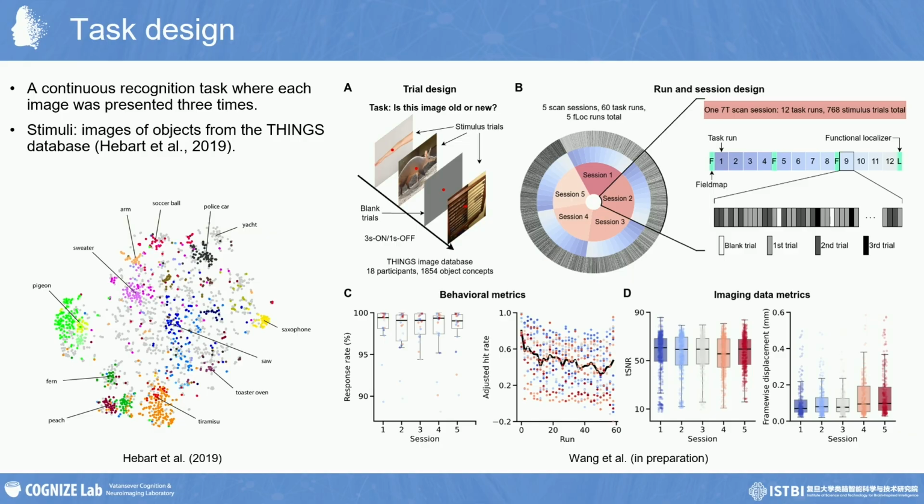We collected data from 20 people. I'm only talking about 18 here at the moment, where it's 5 sessions, each with 12 runs. So in total per participant, we have 3,840 trials and 96,000 in total. Throughout the experiment, you see we have a very high response rate, pretty good signal-to-noise ratio measures, and acceptable movement parameters.